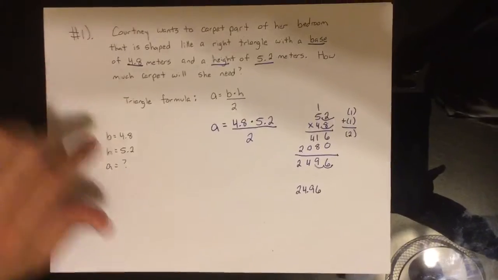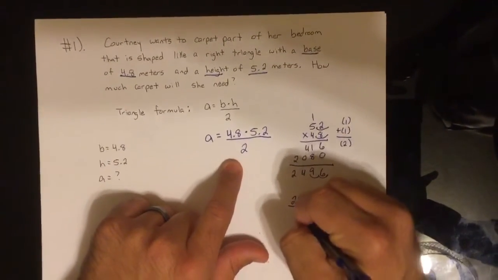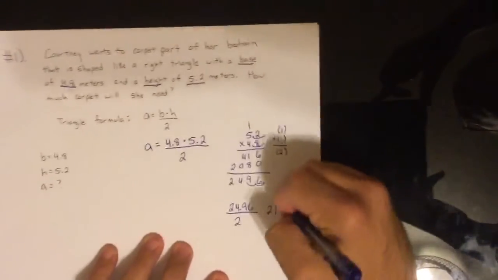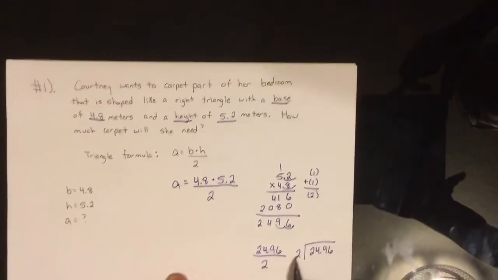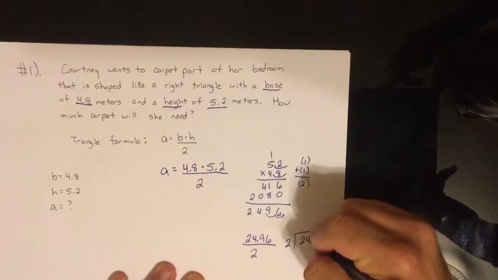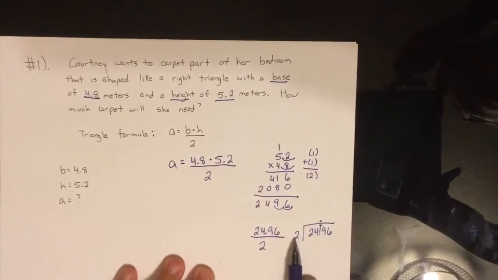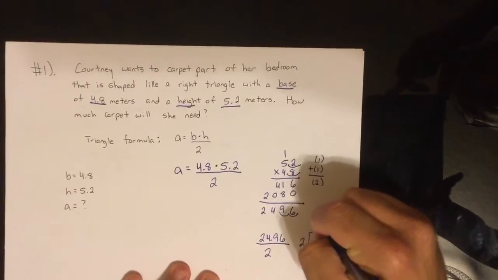But I'm not done yet because it says I have to divide by 2. So we're going to have to divide this by 2 because it is a triangle. Well, since there's no decimal here, we can't kick the ball to the wall. That means this decimal goes straight up. Well, guys, how many times can 2 go into 24? Well, it can go in there 12 times.